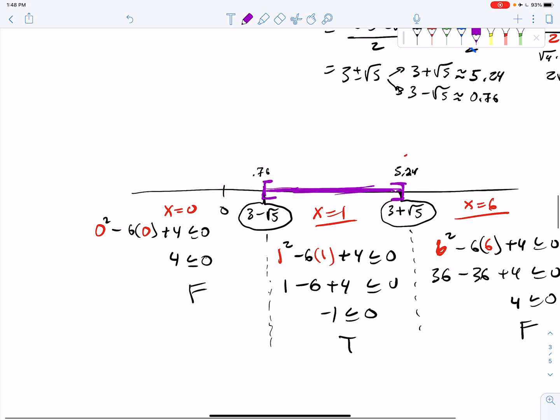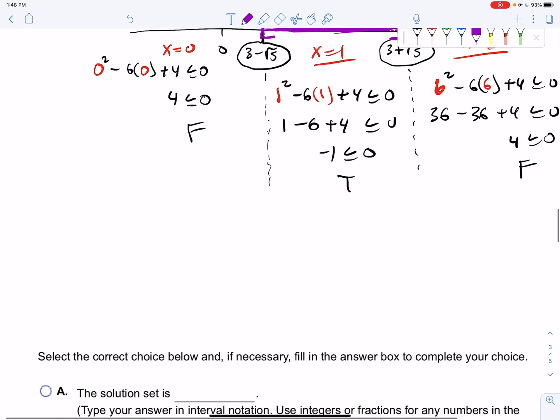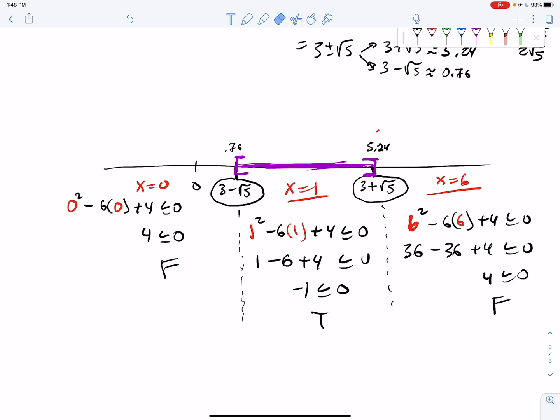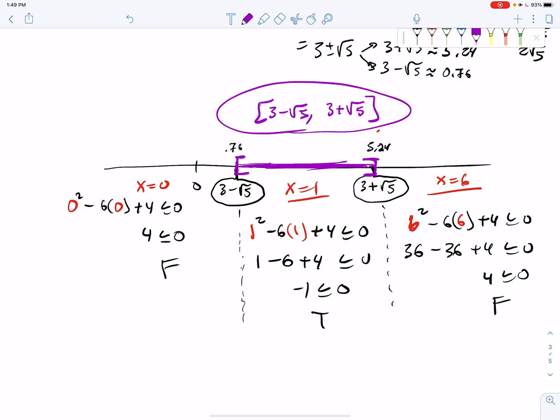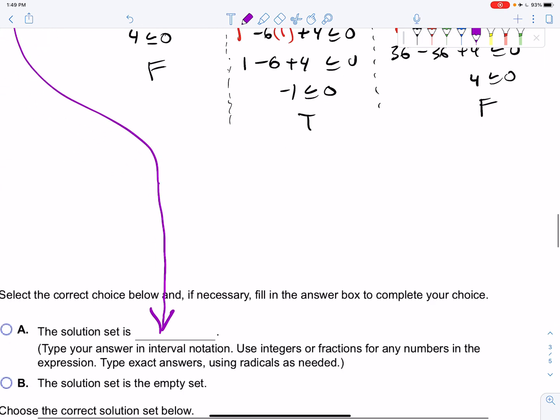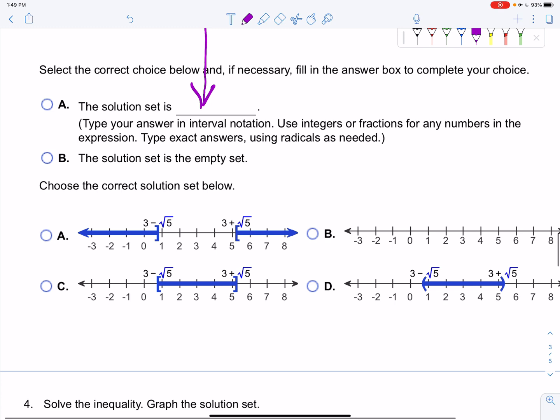So our answer would just be, well, I'll write it up here. Our answer would just be, it goes from 3 minus root 5 up to 3 plus root 5, and it's closed. And that goes down here. And what does that match with? Looks like C. Number 4.